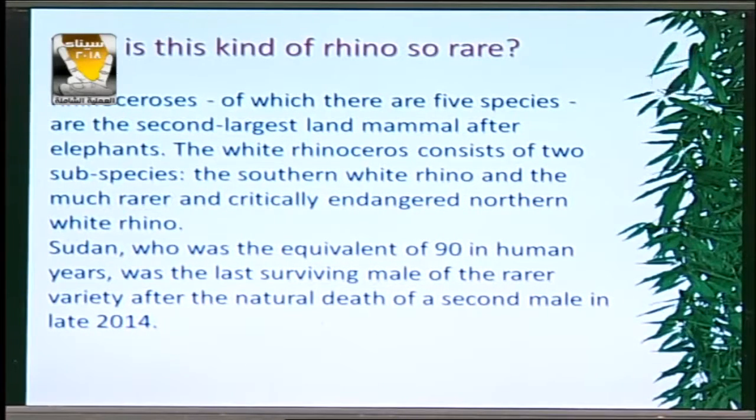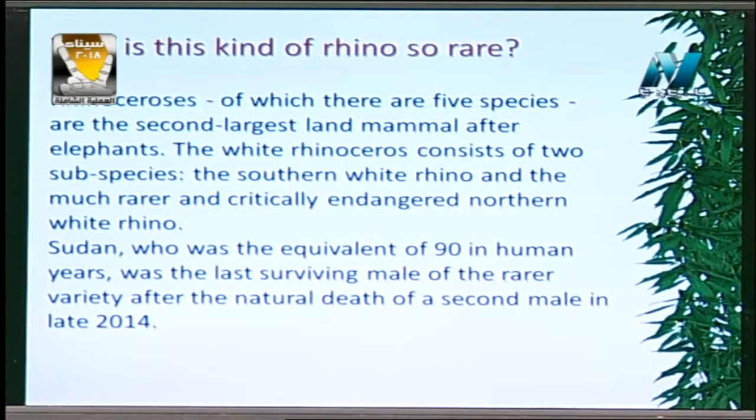Sudan, who was the equivalent of 90 human years, was the last surviving male of the rarer variety after the natural death of a second male in late 2014. So, as we've just seen, there are so many animals and plants in danger of extinction, and I guess it's our role to do our best to protect these animals and plants, because as you just said, it all affects the ecosystem.